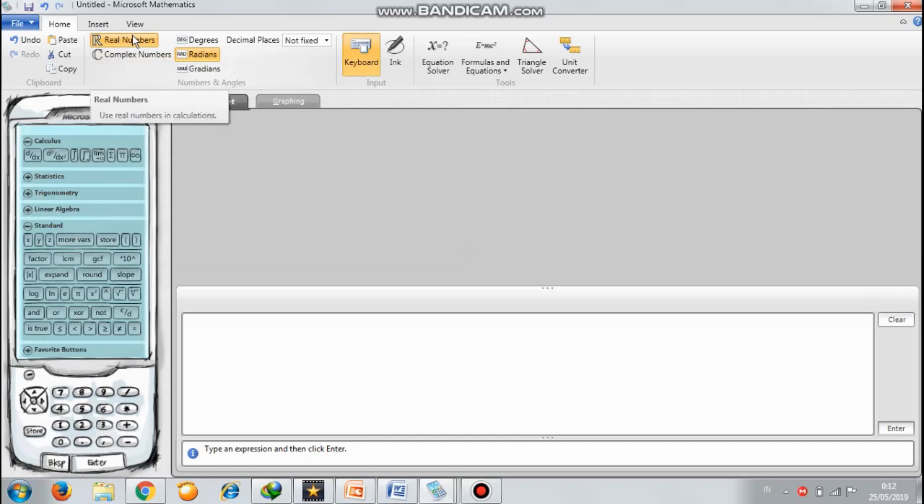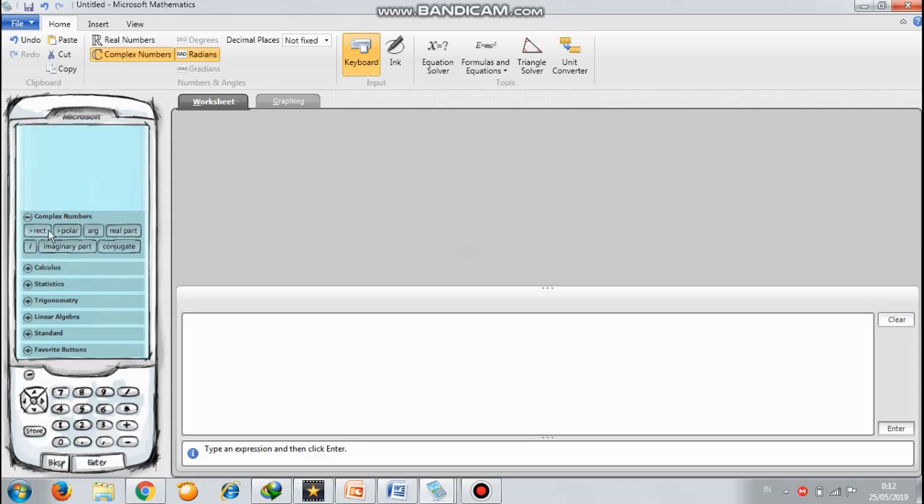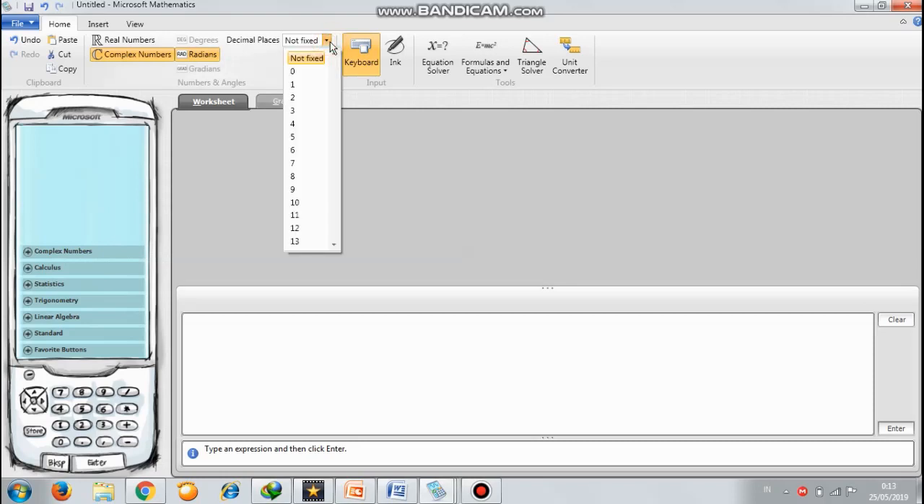First, we will explain about the application description. Microsoft Mathematics is software built by Microsoft to help students solve mathematics problems. The layout is like this. There are home, insert, and view. In the home, you can find number and angles. We can choose real number or complex number. In the decimal places, we can choose from 0 to 13.